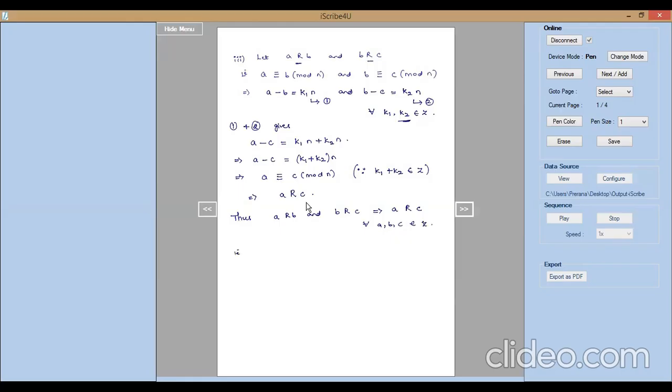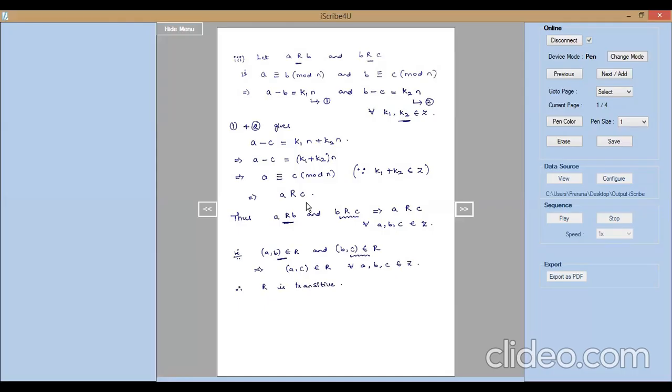This is one and the same as writing in our usual manner. A is related to B means A comma B belongs to R. This representation and this representation are one and the same. Similarly, B is related to C means I can write down B comma C belongs to R. So both these are one and the same. This is giving us A comma C belongs to R, for all A, B, C belonging to the set of integers. Therefore, R is transitive.